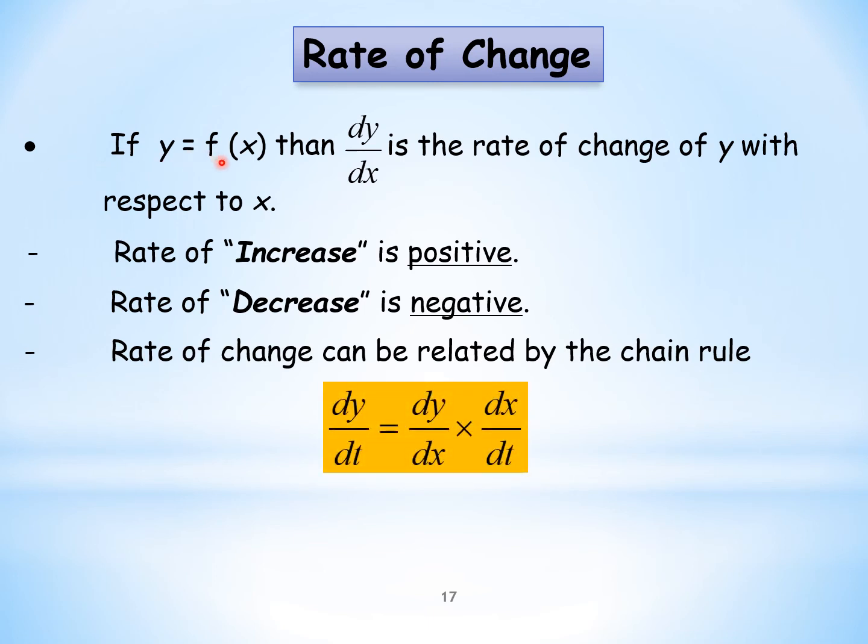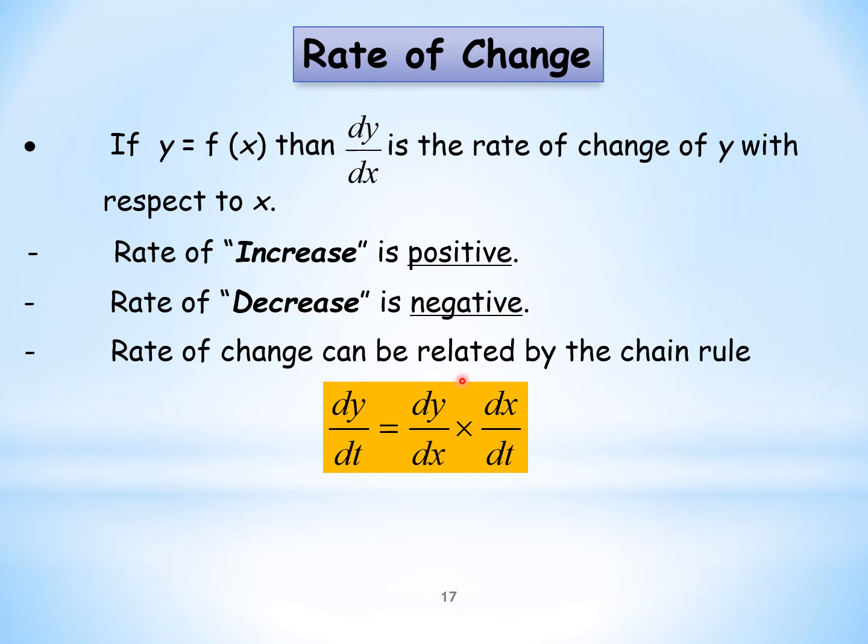If y equal to f(x), then dy/dx is the rate of change of y with respect to x. So we can say that dy/dx is a rate of change of y with respect to x. Rate of increase is positive. Rate of decrease is negative. Meaning when you have a negative value, that is the rate of decrease.